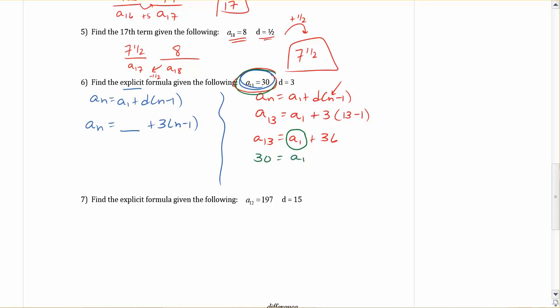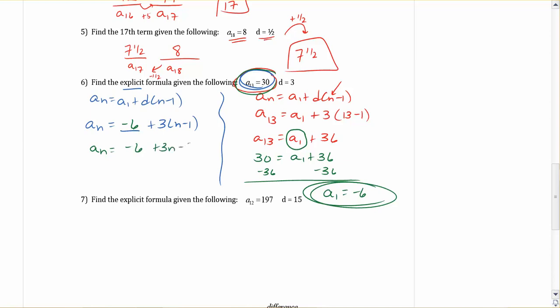So if I put that in, and I subtract 36 from both sides, I'm able to determine what the first term of the sequence is. The first term is negative 6. But please be careful. Like I said, it's two parts. I need that first term to plug back in here, but then I need to use that to solve for my explicit formula. So negative 6 plus 3 times n minus 1 gives 3n minus 3. If I simplify, I get 3n minus 9. So this would be the explicit formula if they give me a future term and a common difference.